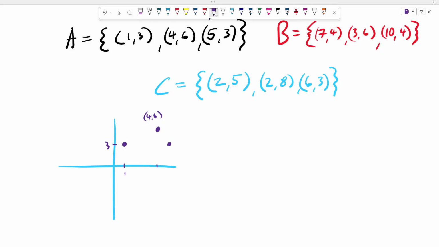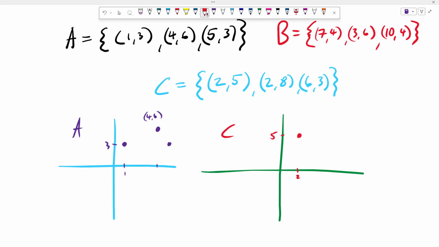This is the same as relation A, just the graph of the set. C: 2, 5, 2, 8, and 6, 3. This would be the relation C. There's 3 word pairs in it.